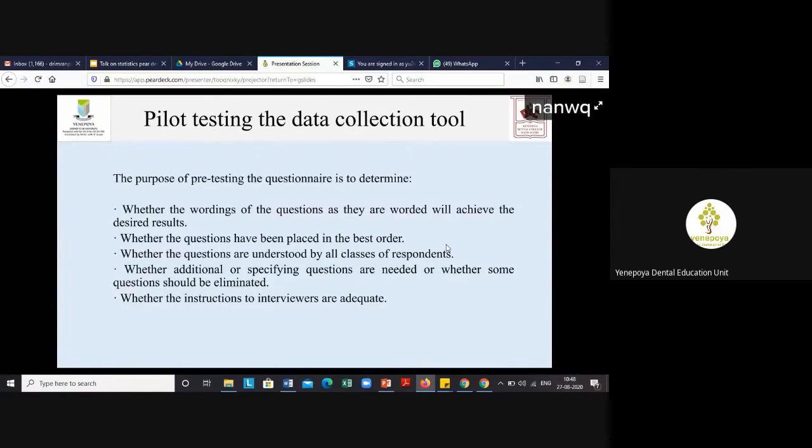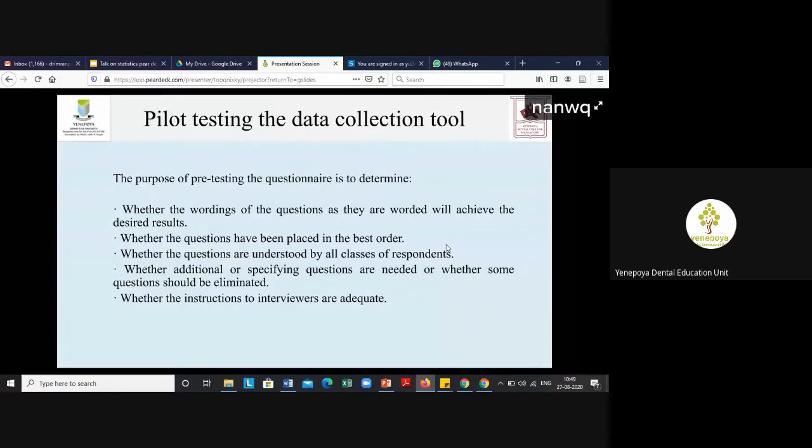Again and again I'll reiterate this point. When you're going ahead with the questionnaire study design, give it to 2 or 3 people, check for things, redo it. There is nothing wrong in it. You will come to know whether the questions have been placed in the best order, and whether questions are understood by all classes of respondents. You know, illiterates, literates; you might have designed a question which you think can be answered by anybody and everybody, so you should know whether they can respond to this type of questionnaire.